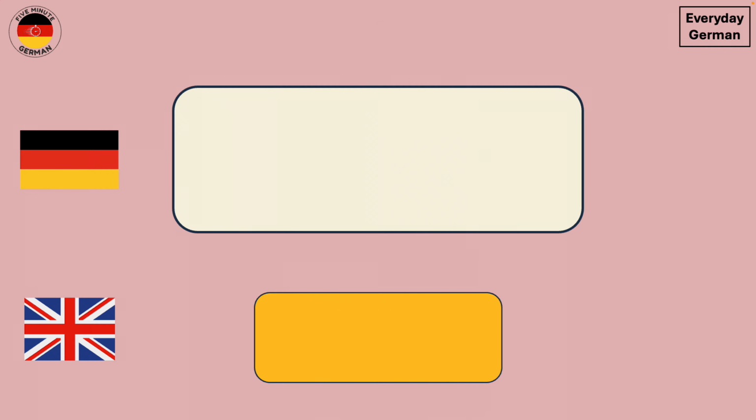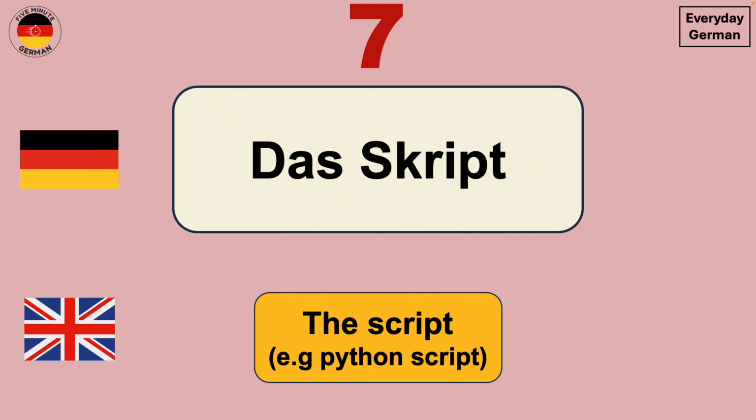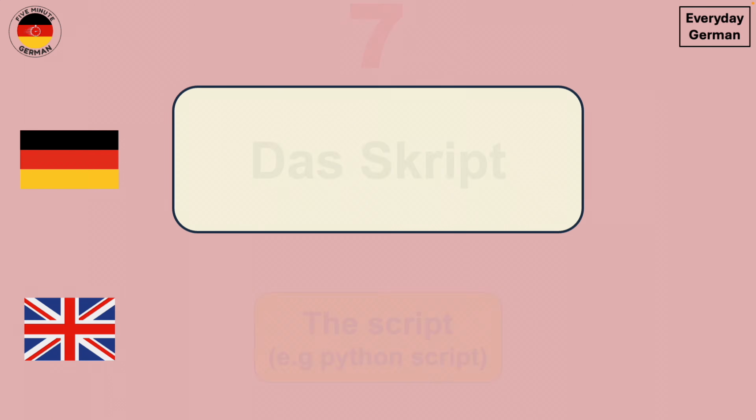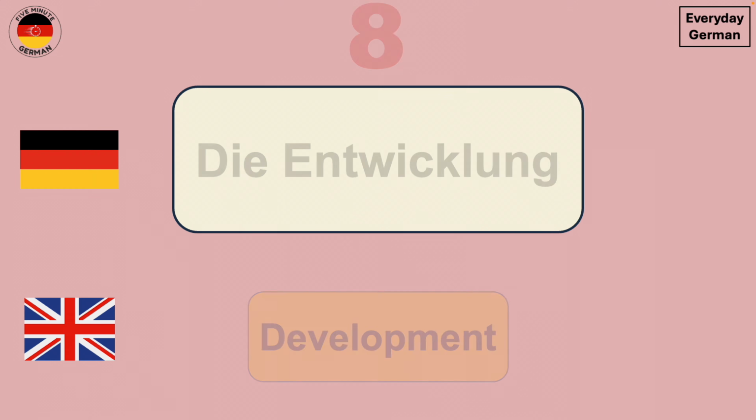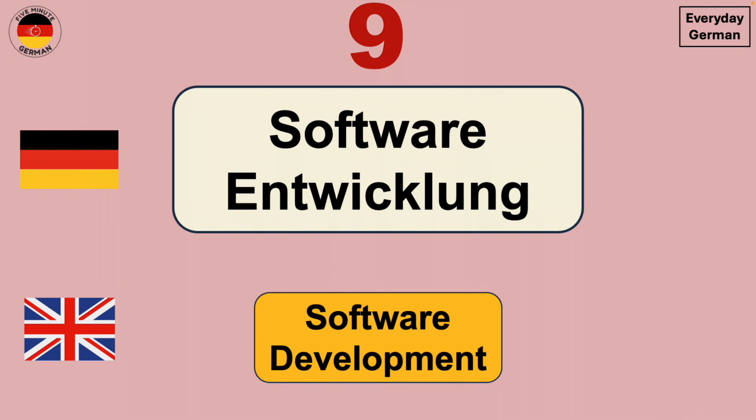Then we have das Script, which is the script. For example, a Python script, das Script. The next word is die Entwicklung, which means development, die Entwicklung. And a similar word is Softwareentwicklung, which means software development, Softwareentwicklung.